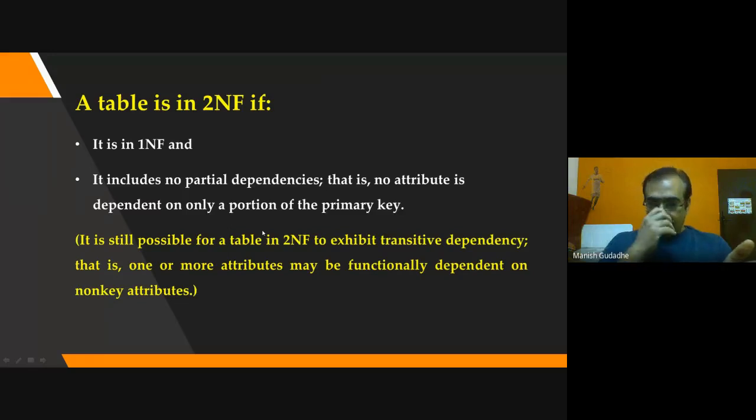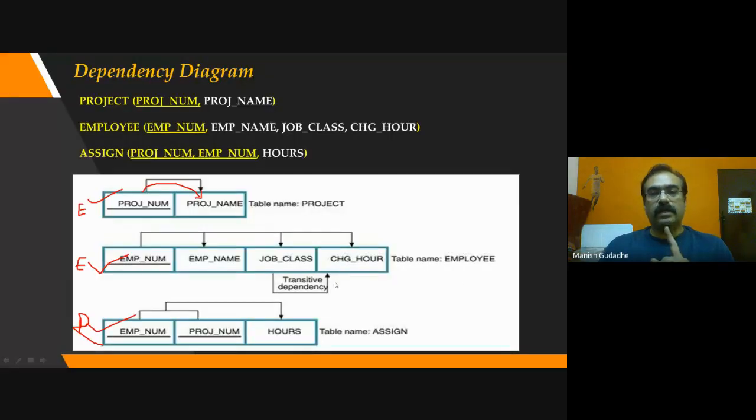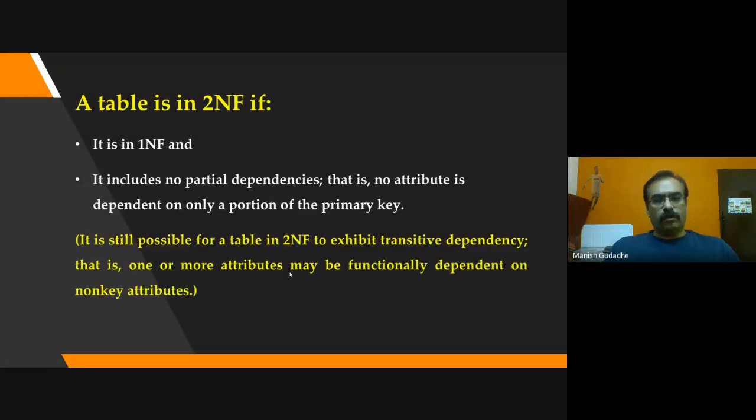That is, one or more attributes may be functionally dependent on non-key attributes. Okay, I'll go back to the dependency diagram here. As we discussed earlier, charges per hour is dependent on job class, which in turn is dependent on employee number. Hence, charge per hour is transitively dependent on employee number. But it satisfies the definition of second normal form, that this non-prime attribute is functionally dependent on employee number, maybe transitively, but employee number. Okay, so this is a second normal form.